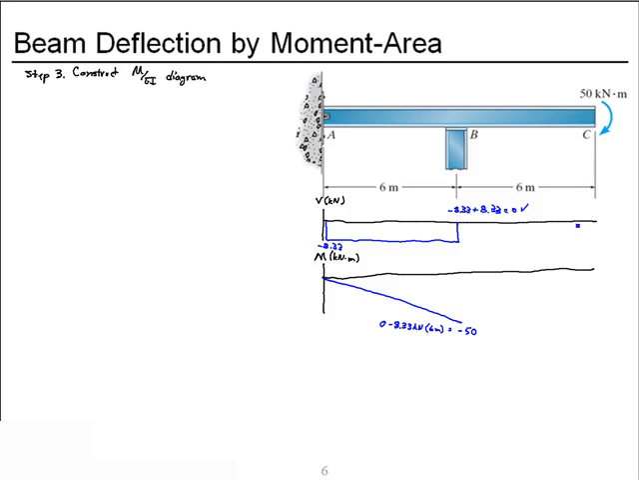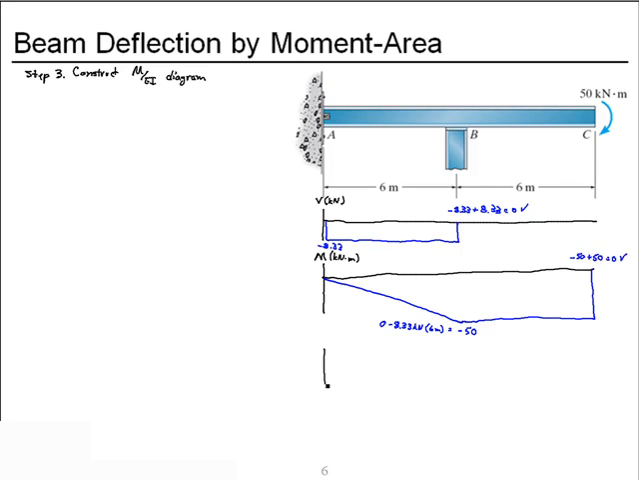Then we have no shear, so the moment diagram must be constant. And then we have an applied couple moment. It's clockwise, so we get a positive jump. We go from negative 50 plus 50, that equals 0, so the moment diagram closes to 0 as we would expect.